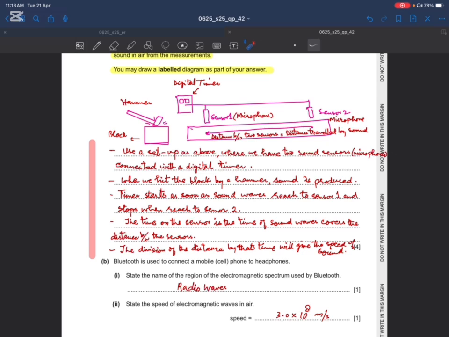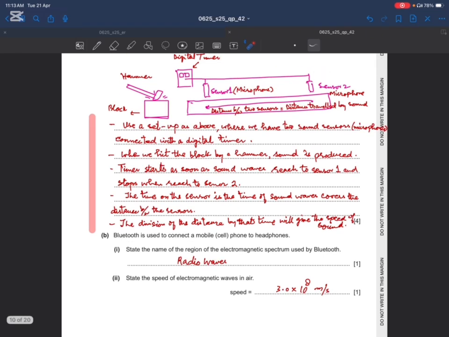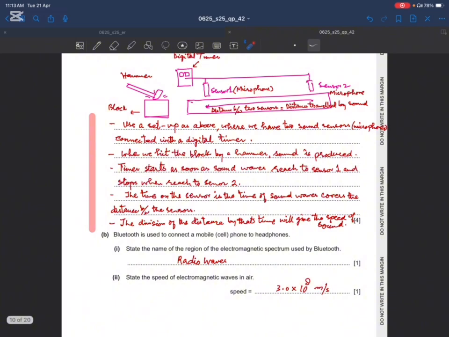In this way we will find out the time taken by the sound waves from sensor 1 to sensor 2. This distance is already known. So S is equal to Vt, so V is equal to S over T. This will be our simple formula. So all these points I have written here.